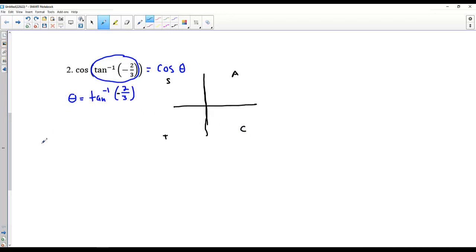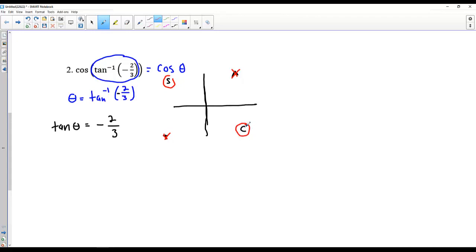Oh, I need to tan both sides, of course. So let's tan both sides. So tan of theta will equal negative 2/3, because tan and tan inverse undo each other. So I should probably have done this first. Now I'm solving this trigonometric equation, so I need to go find where theta lives. So tan of theta is negative, so I know it can't live here or here. It must be in one of these two quadrants.